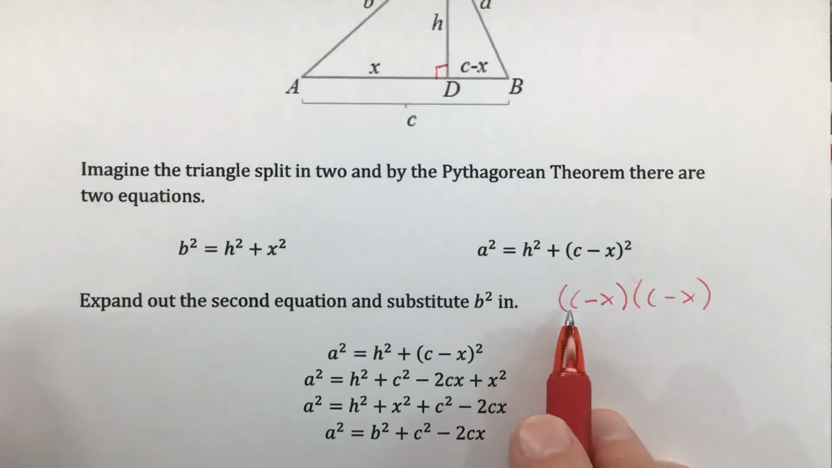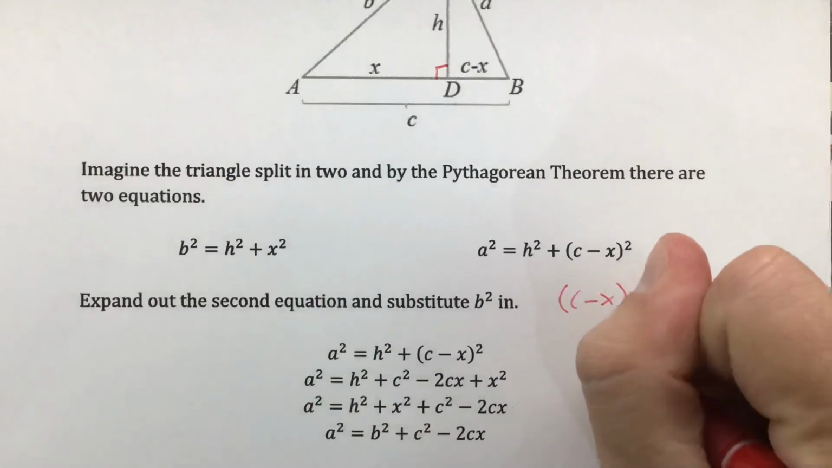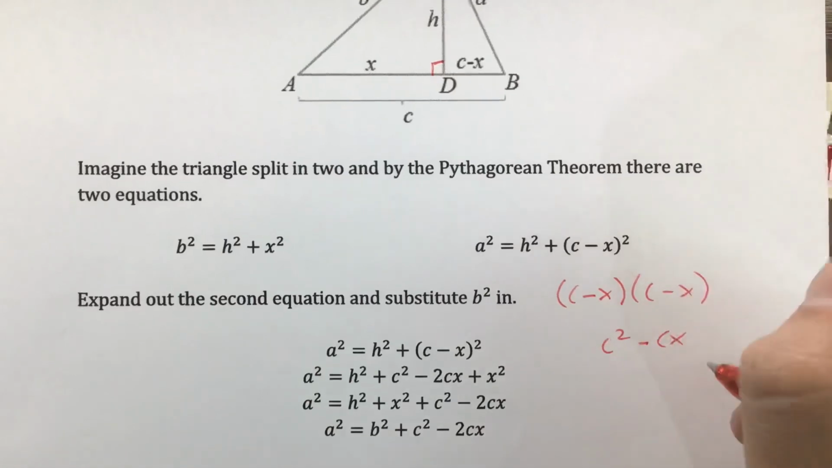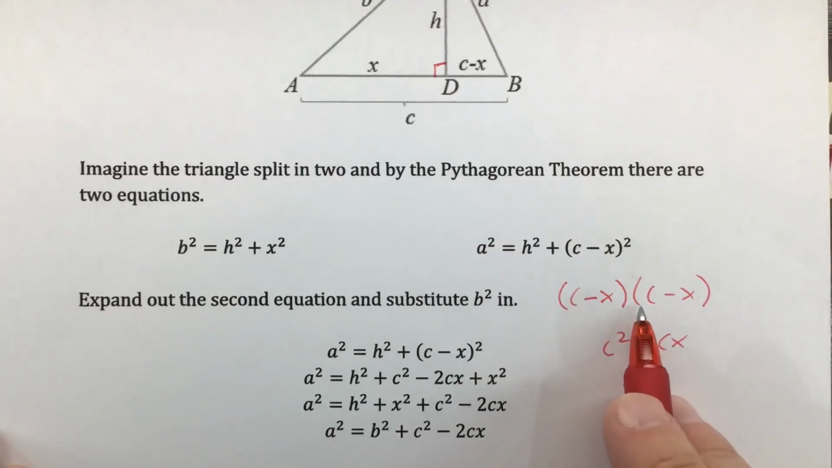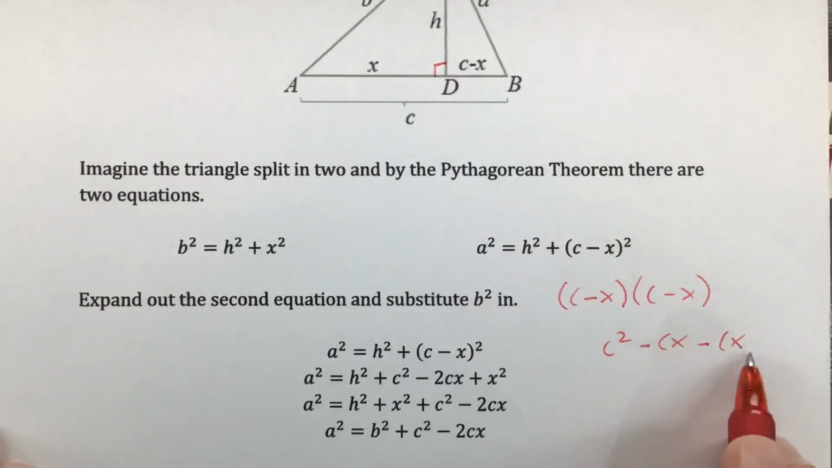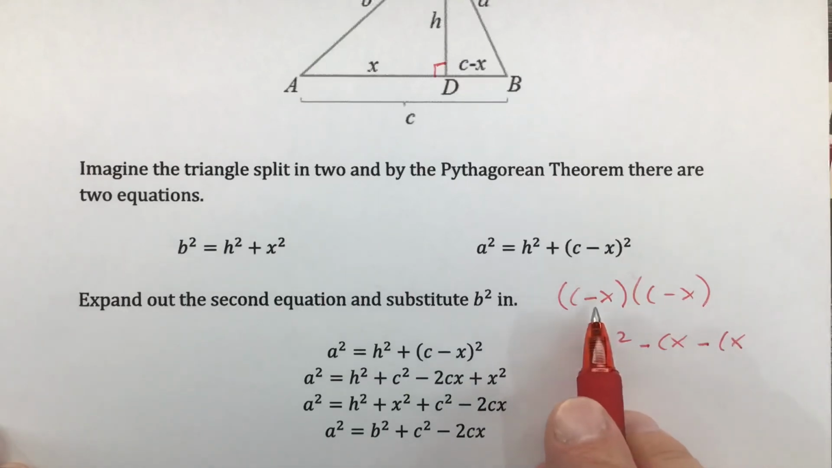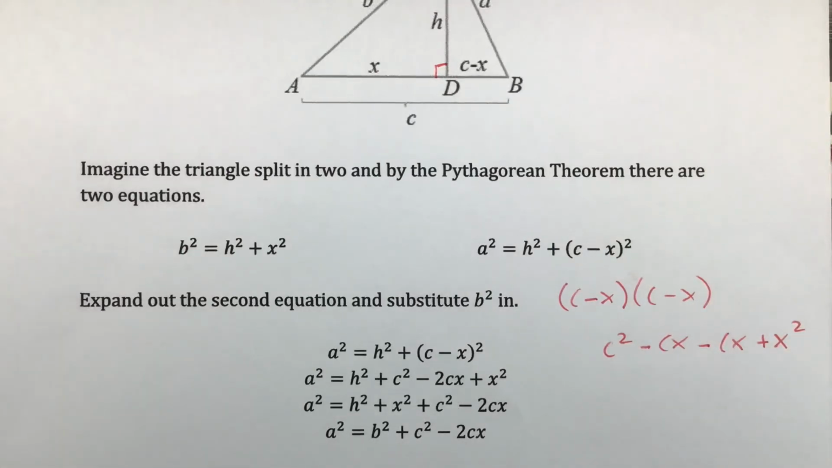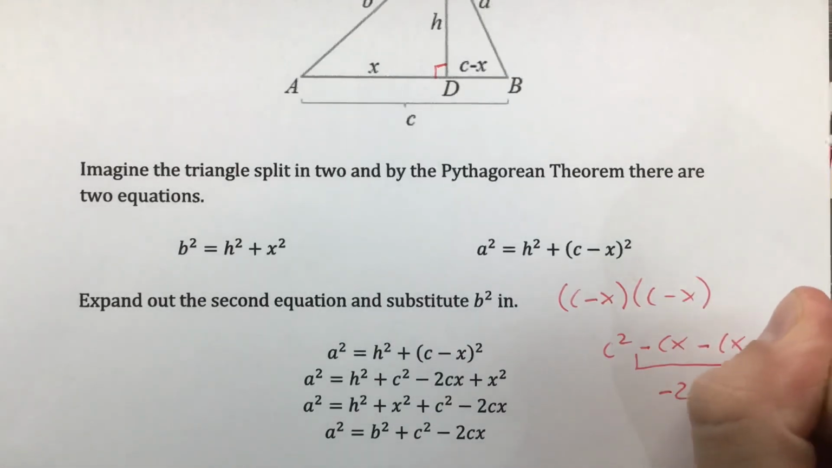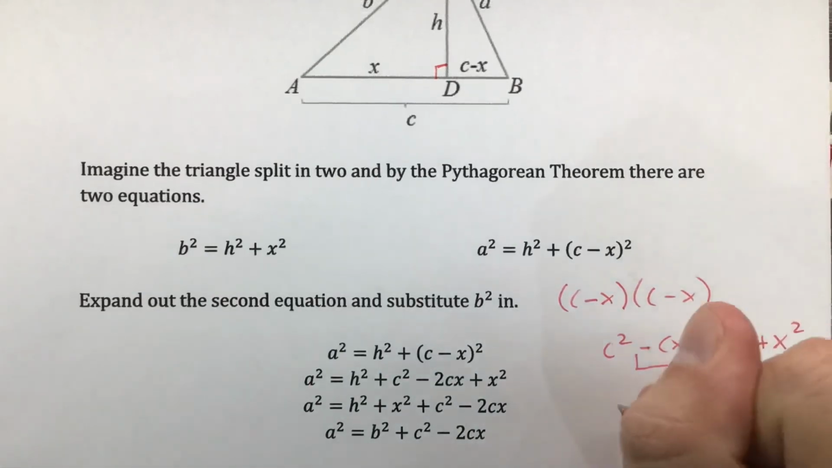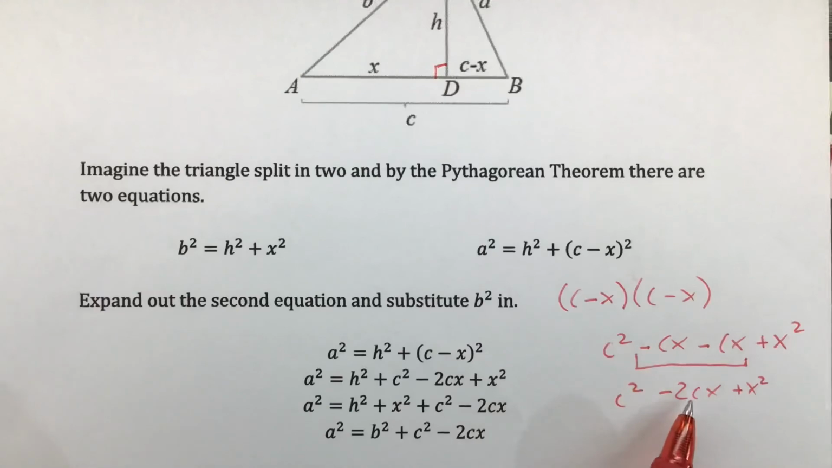Okay, do that. So now we're going to do a bunch of distribution. We're going to do c times c, which gives you c squared. We're going to do c times negative x, which will give you negative cx. You're going to do negative x times c, which is actually the same thing as what we just did, just backwards. So we'll write down another minus cx. Last, you've got negative x times negative x, which is going to give you a positive x squared. Those negatives cancel. Now these two are like terms, so you can simplify that as negative 2cx. Just drop down the rest. All right, and that's what this looks like expanded out.